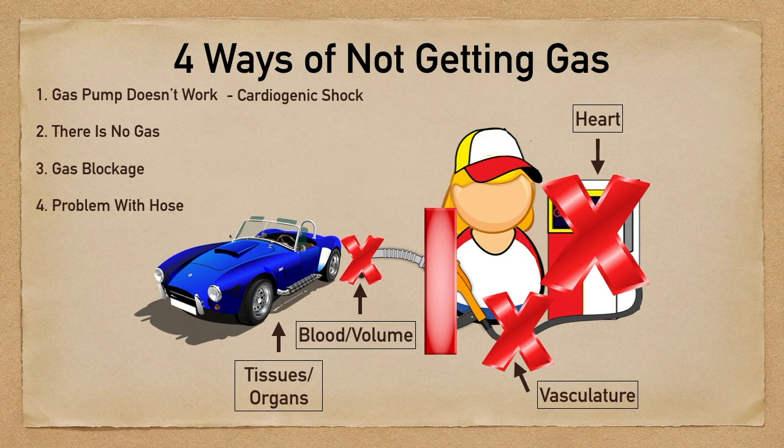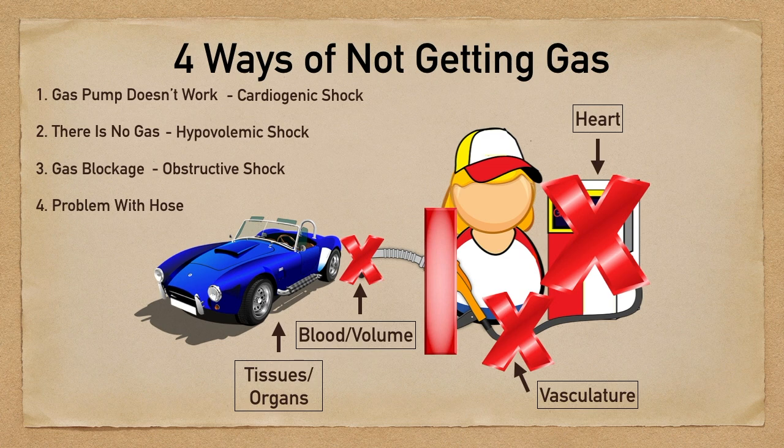Then we said there is no gas. This represents hypovolemic shock. There's not enough gas to fill up the tank, meaning there's depletion of intravascular volume. This could be due to things like fluid loss or bleeding, and there's not enough circulating volume to perfuse those tissues and organs. Then we said there could be a gas blockage. This represents obstructive shock, where there's something obstructing the gas from being delivered to the vehicle. In other words, there's some underlying process going on in the body that's obstructing blood flow, and that makes it difficult to perfuse tissues and organs.